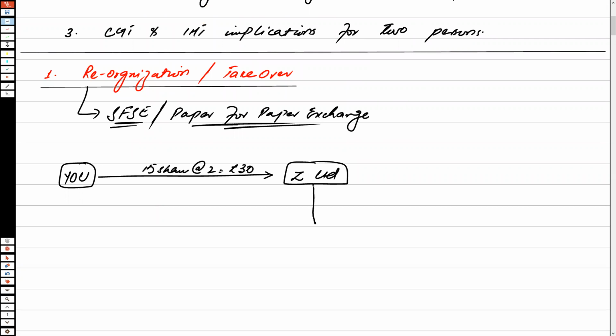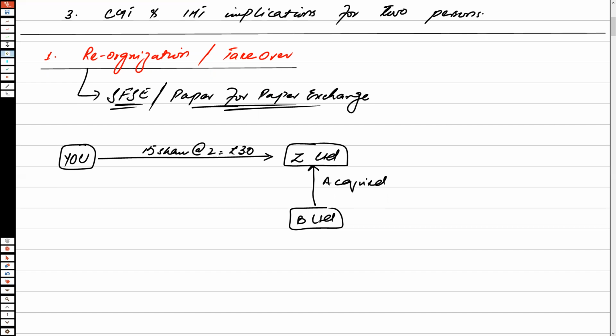After a few years or months, or after some time, a company named, let's say, B Limited acquired the shareholding of company Z. B Limited acquired the shareholding of Z Limited. So basically, this time is termed as reorganization or takeover, when a company is purchasing the shareholding of another company. So at time of reorganization, what can be done?